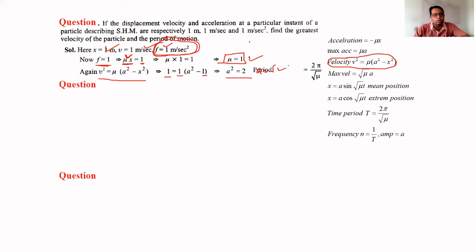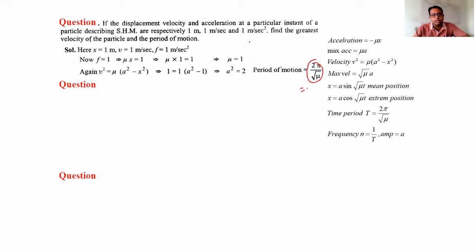And since a equals root 2, now we have to calculate the period of motion. So for period of motion, you will put the value of root mu. That means it will be equal to 2 pi. And for maximum velocity, in this formula you will substitute root mu is 1 and a is root 2. So the maximum velocity is root 2 meter per second. So this is all about this question.